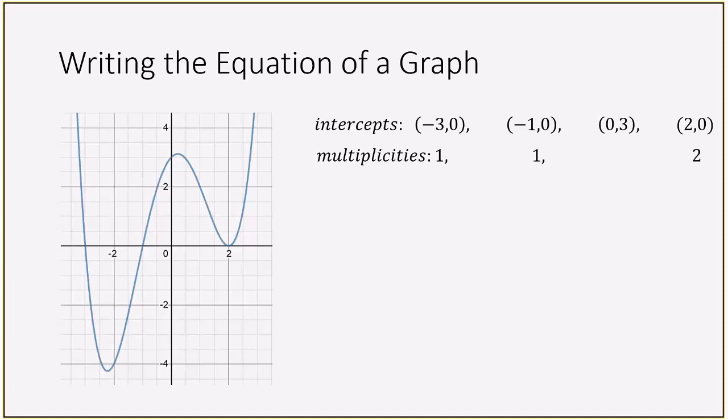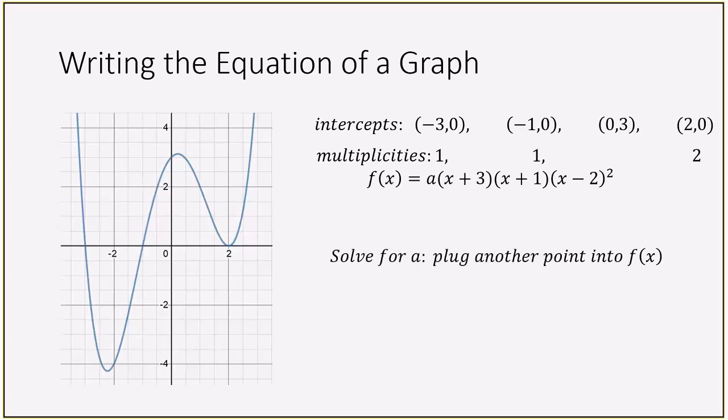Great, so I found my intercepts and my multiplicities. So now I know that my function is going to be built from three factors. And the factors are actually going to be opposite of what our intercepts are, because if I set each term equal to 0, that's going to flip my sign. So my first term, since my intercept was (-3, 0), is x plus 3. My next intercept, since it's -1, would be x plus 1. And my third factor, since the intercept is (2, 0), would be x minus 2. And in this case, that last term has a multiplicity of 2, so I do have to square it.